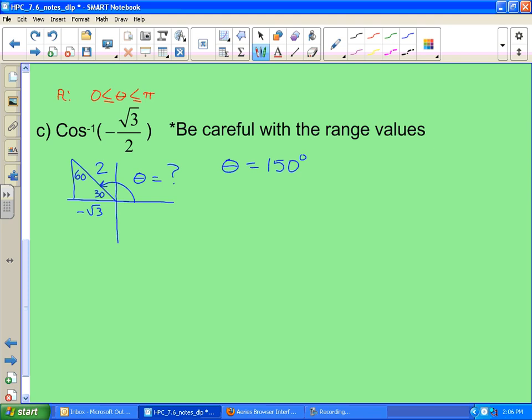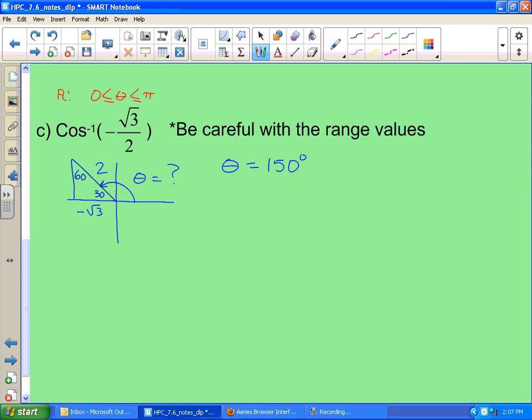Be careful how you put it in there. Cosine negative root 3 divided by 2. Make sure you're in degree mode too. Are you in degree mode? Yeah. Okay, when you put it in, did you do inverse cosine? You've got to do inverse cosine. Don't do cosine. Inverse cosine of. Okay, good. We get 150.